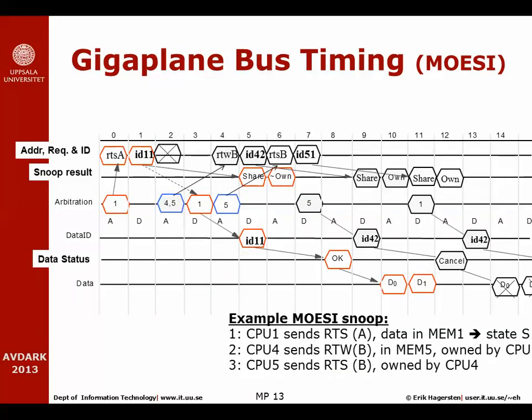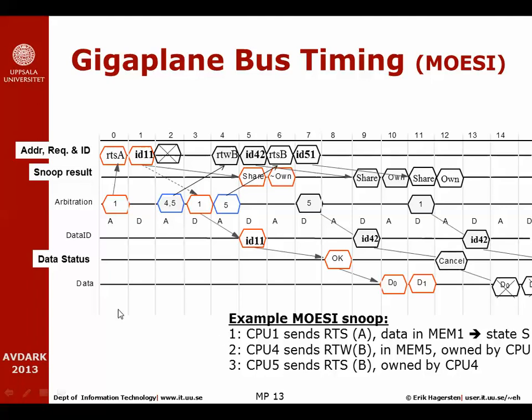First, before we do that, let's see what's happening on the bus in exactly this example here. So once more, we have CPU1 sending read to share, and the data is going to reply from memory 1, and we're going to change the state to shared. CPU4 sends a read to write request to B, and it's in memory 5, but it's actually owned by a different CPU. And the third transaction is CPU 5 sends a read to share request once more to cache line B, and it's owned by CPU 4.